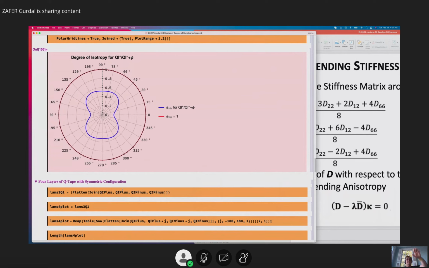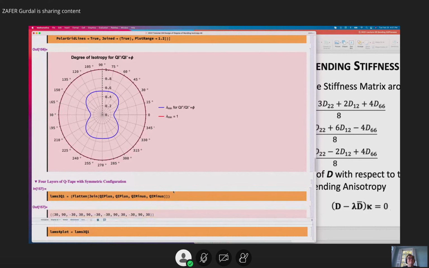So I'm going to take 2 of these QI pluses and 2 of the QI minuses. And I'm going to create a laminate called 3Q1. So 30/90/minus 30, 30/90/minus 30, minus 30/90/30, minus 30/90/30. So mid-plane symmetric still. 2 of the layers, 2 of the layers.